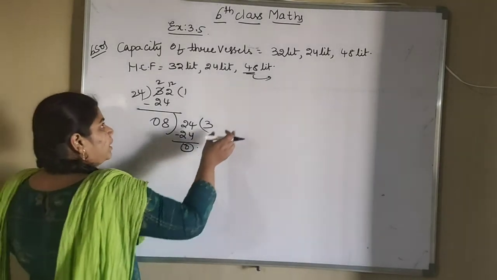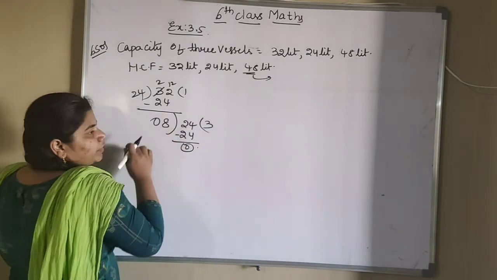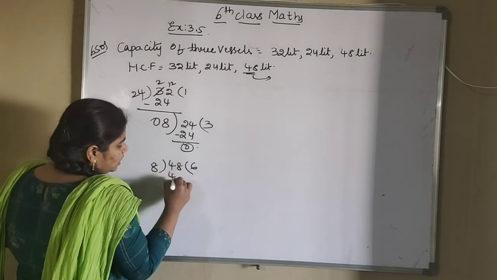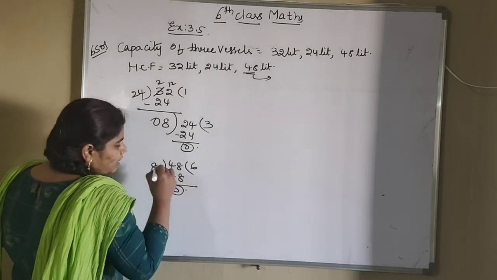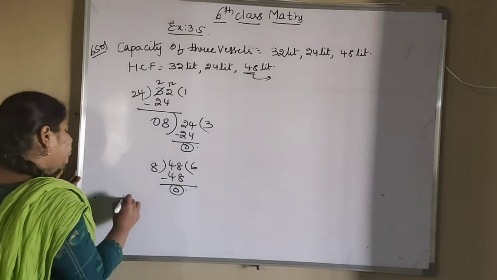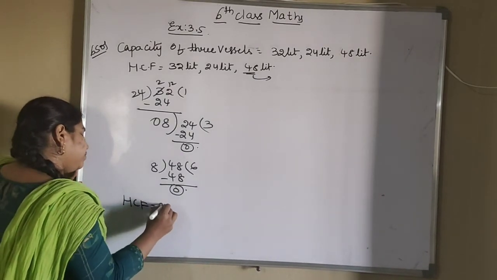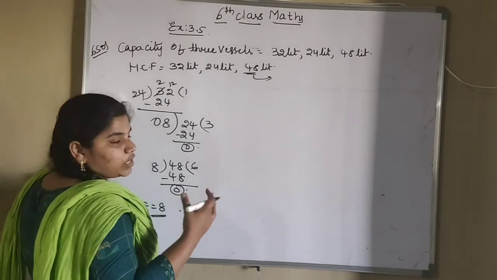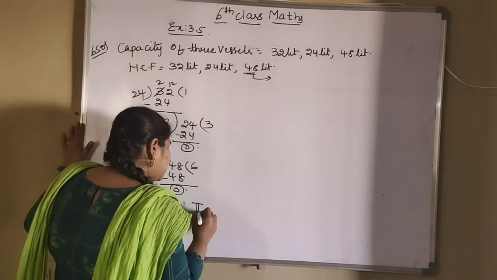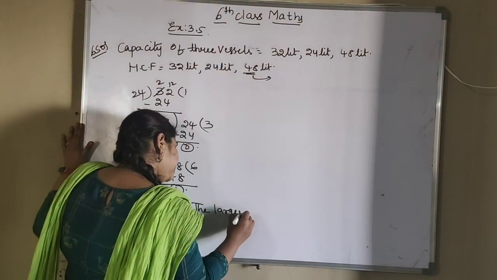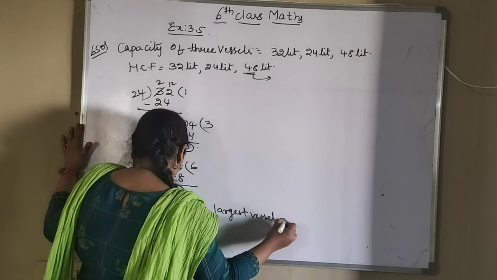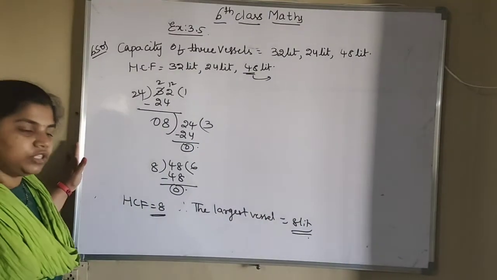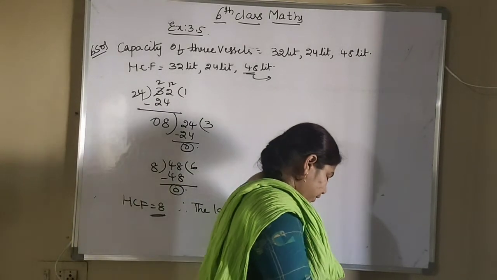Now what is the remaining number? 48. This 48 we have to divide with 8 now. 8 6s are 48. So you got the remainder as 0. So what is the HCF value? HCF value you got as 8 here. Okay. So what is the largest vessel that can empty all the 3 containers? The largest vessel is 8 liters. So this is our 6th solution. Okay. Now the last one in this bit.